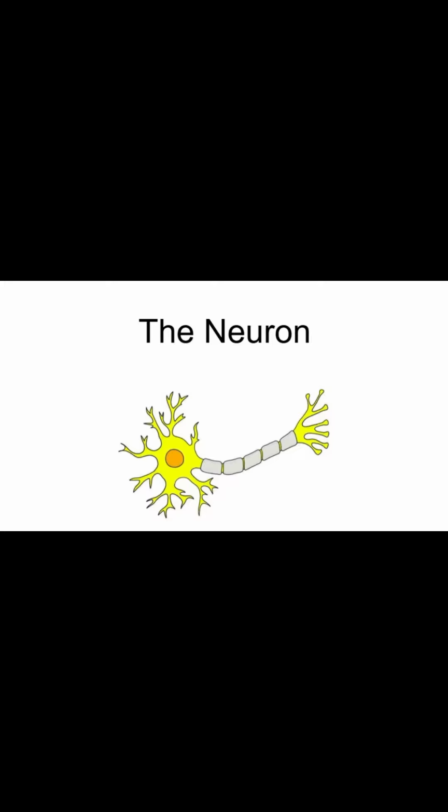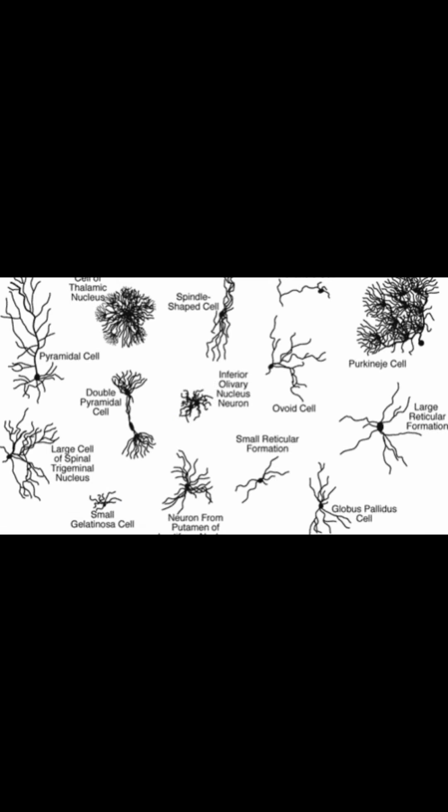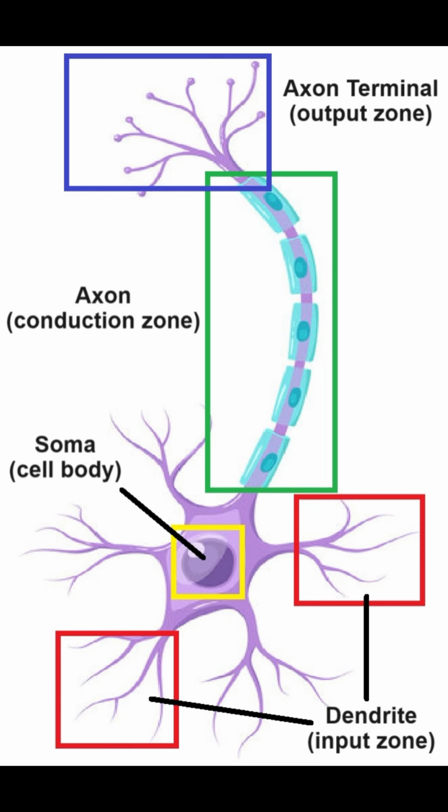Today we will be talking about neurons. Neurons are the primary cell building blocks of the nervous system. Neurons communicate and transmit information through electrical impulses called action potentials. While neurons come in many different shapes and sizes, most of them have these four key regions in common.